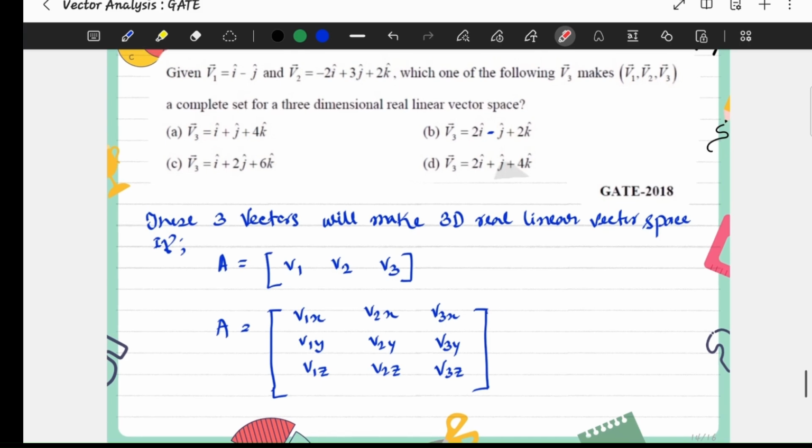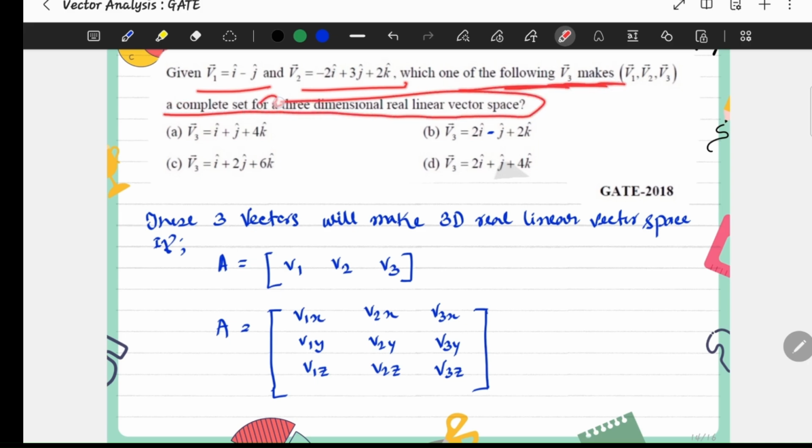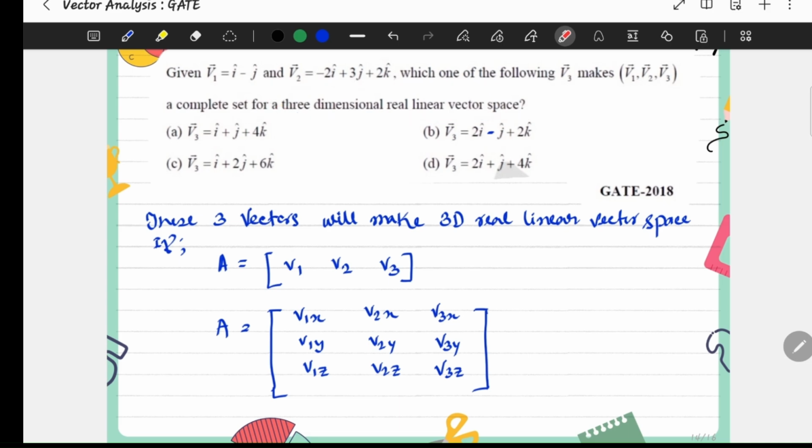Okay, so this one is v1 equal to i minus j, v2 equal to minus 2i plus 3j plus 2k. Which one of the following v3 makes a complete set of 3-dimensional linear vector space? So first you have to know that to make a 3-dimensional real linear vector space, the required thing is that these 3 vectors should be linearly independent.